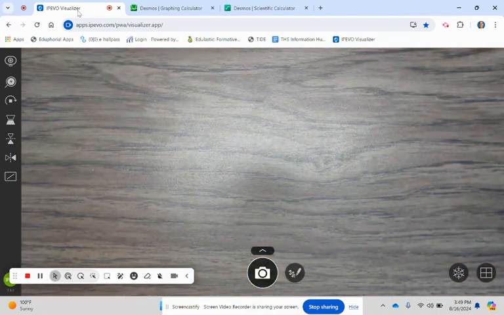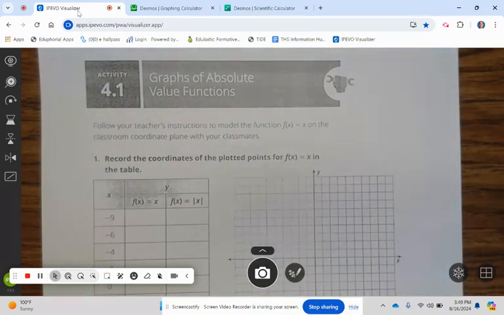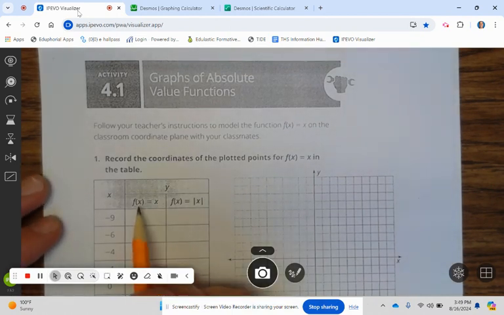Okay, let's take a look at 2D 4.1, graphs of absolute value functions. Follow your teacher's instructions to model the function f of x equals x on the classroom coordinate plane with your classmate. Okay, so f of x equals x.